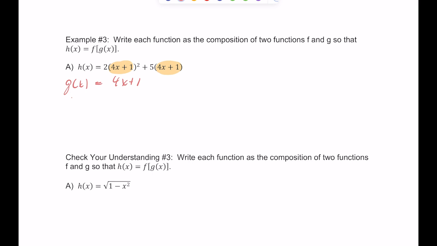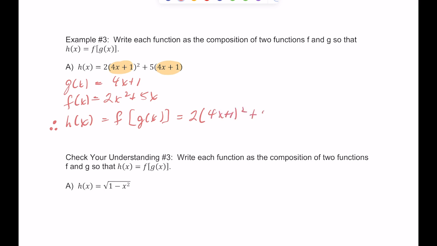And then that would tell me that f of x has to be 2x squared plus 5x. Because remember, g of x is being plugged inside f. So this is going to go in here. And if you do that, you end up with that. So there's essentially your answer. So therefore, h of x is just going to be f of g of x, which would just be 2 times 4x plus 1 squared plus 5 times 4x plus 1.